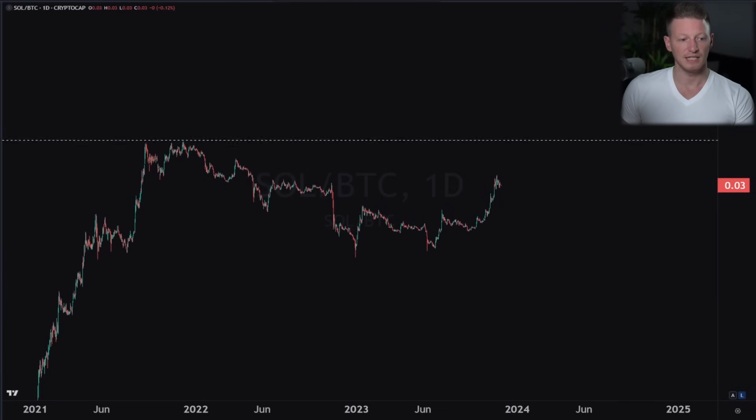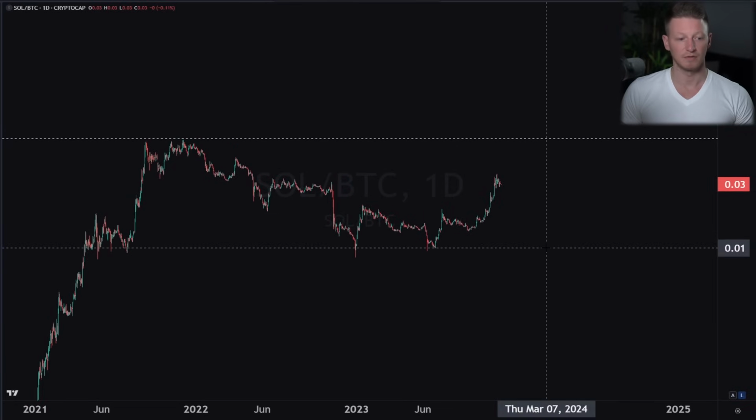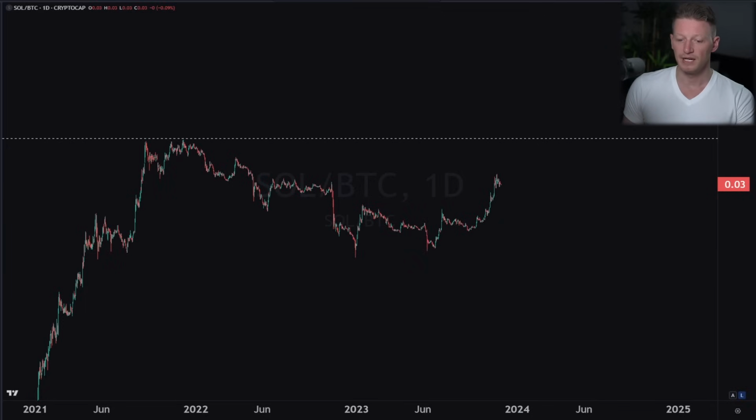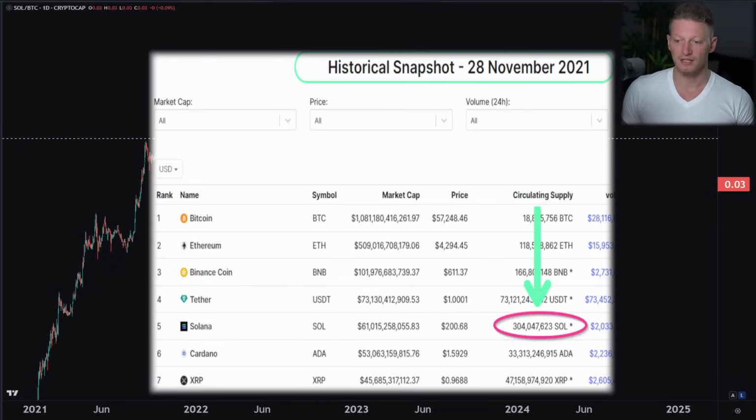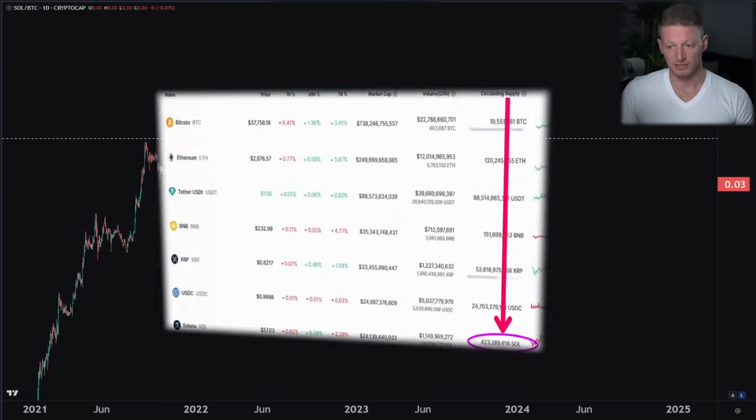From there, we can then look at this. So this is the Solana Bitcoin ratio, right? So looking at the market cap of Solana in terms of the Bitcoin market cap. Now, why don't we look at the Solana price in relation to the Bitcoin price? The reason for that is rather simple. Let's take a look at where the Solana circulating supply was back in November of 2021. You'll remember that at this time, Solana was trading at around 200 bucks, right? Bitcoin at the time was trading at around 57K, and the circulating supply of Solana was just north of 300 million.